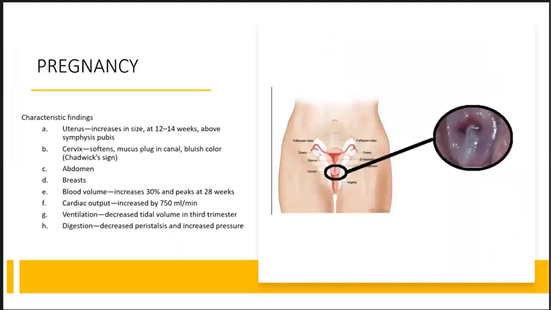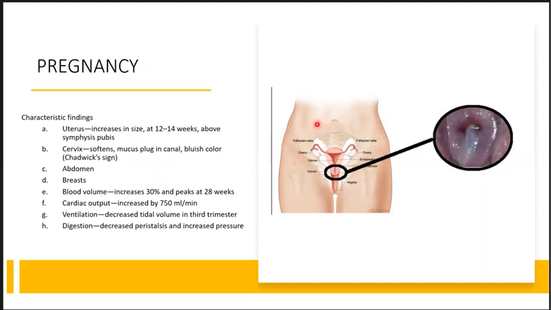In terms of characteristic findings, what would you see with pregnancy? Well, the uterus increases in size, and it rises above the symphysis pubis at about 12 to 14 weeks. Another characteristic finding would be in the cervix. The cervix begins to soften. You would notice a mucus plug in the canal, and you also notice the cervix begins to appear bluish in color. And this bluish color is what is referred to as our Chadwick sign. So that's the cervix, and you can see that bluish coloration.